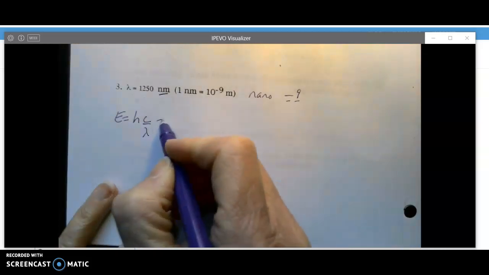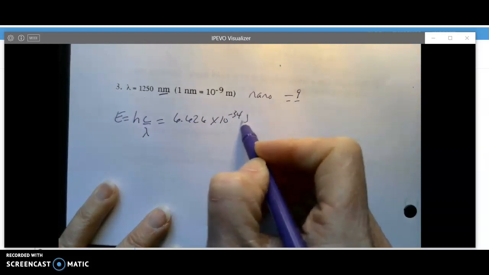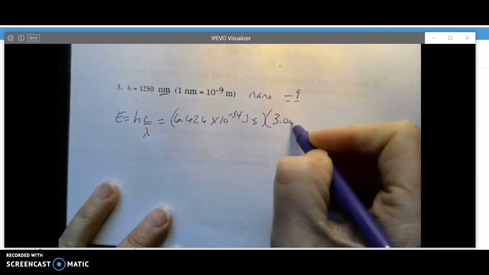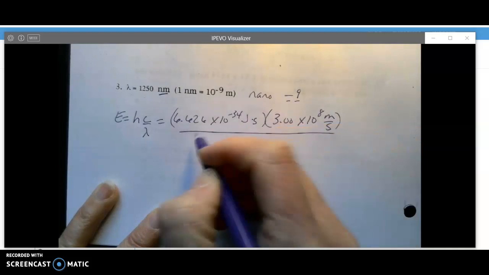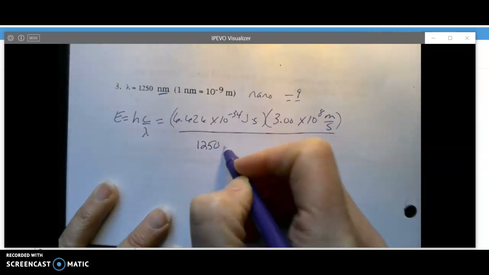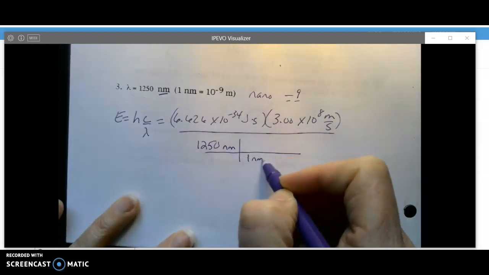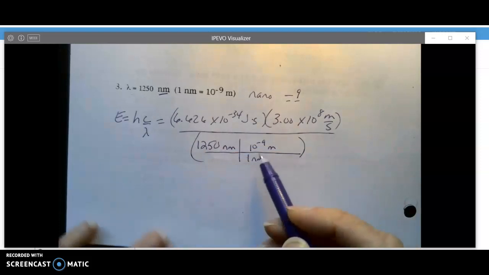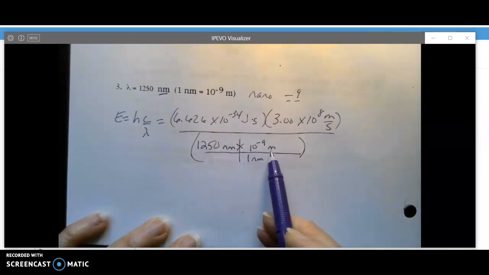Once I substitute that in, that part's going to look the same. The only part that's going to be different is this bottom part. So I'm going to do 1250 nanometers, and then I'm going to do it as 1 nanometer is 10 to the negative 9th meters. When you set that up, this is really an abridged problem, it's 1250 times 10 to the negative 9th. So that's really just scientific notation.